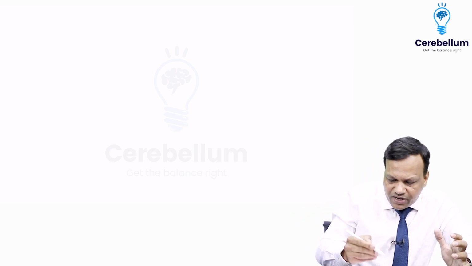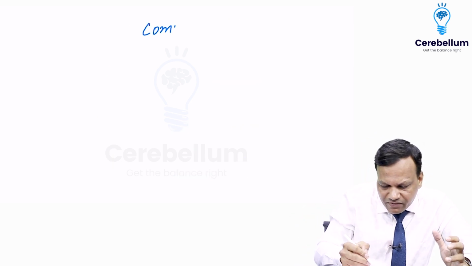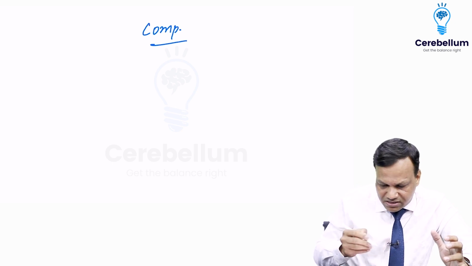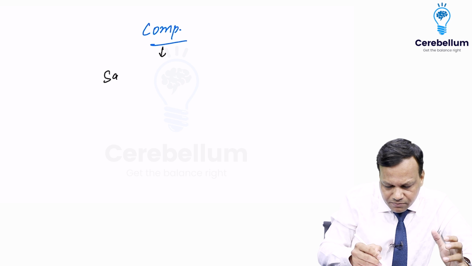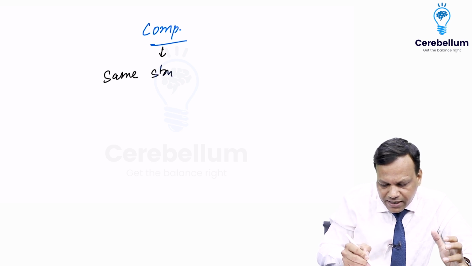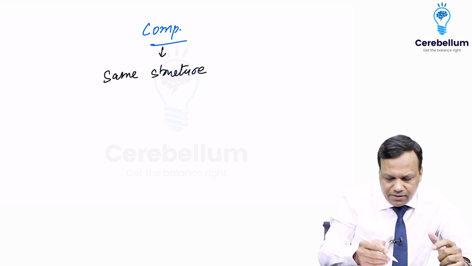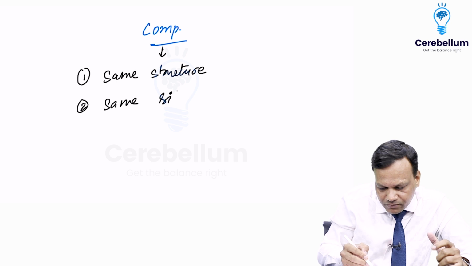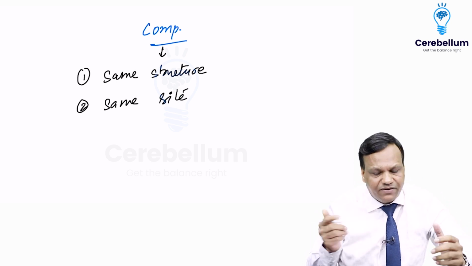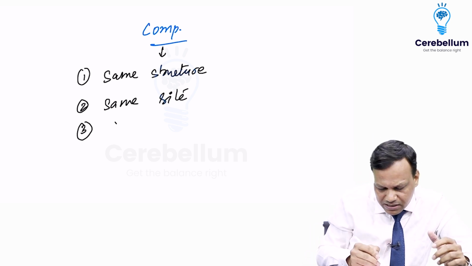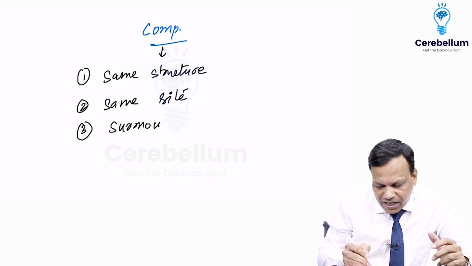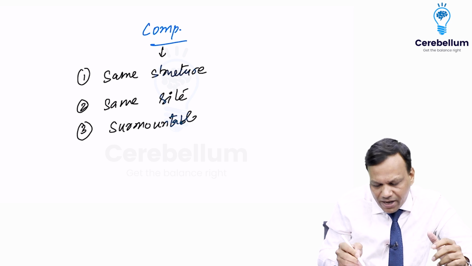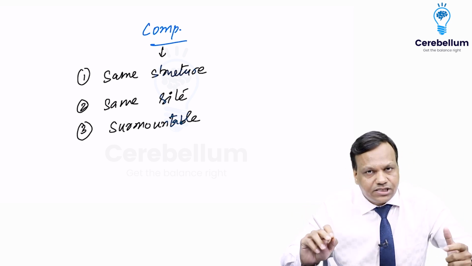Surmountable means when we increase the concentration of substrate, we can overcome the inhibition. So if we revise, in case of competitive inhibition, there are three S. First is same structure: the drug has the same structure as the substrate. Second is same binding site, that means active site. And third is surmountability. Competitive inhibition we can overcome by increasing the substrate concentration.